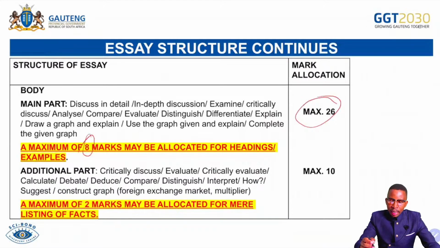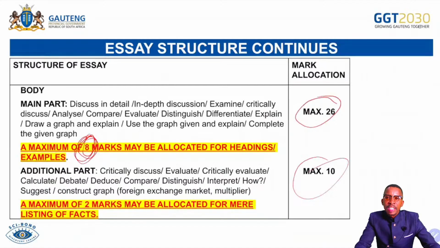So the lower order can be 8 marks maximally. In this case, I'm talking about your subheadings for your essay, including examples. That is worth 8 marks. It includes both subheadings and examples. Should your subheadings be more than 8, you will only be marked out of 8, including examples. No examples will be marked in your essay separately, because we have exhausted the lower order responses and the marks allocated to it. Then we also have the additional part, which is 10 marks. In this case, you will be given a different question where you have to answer in the higher order. We have a maximum of 2 marks for mere listing of facts or examples.